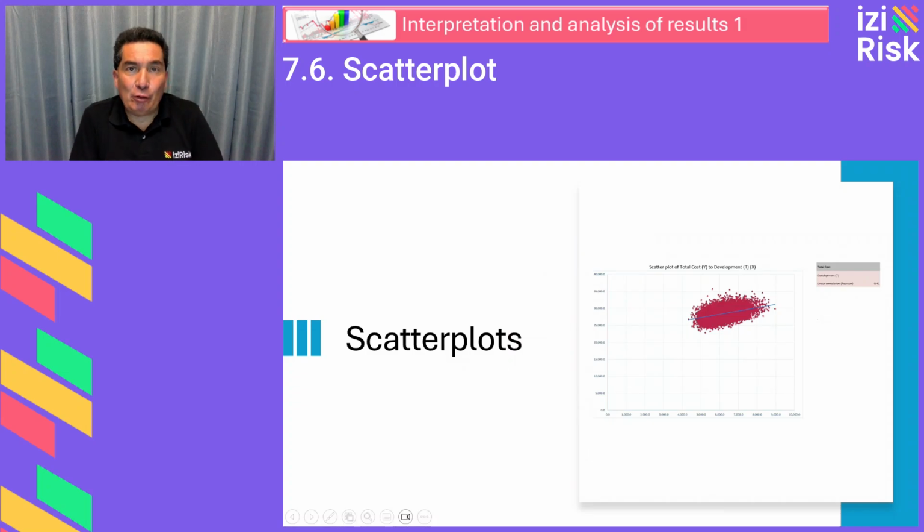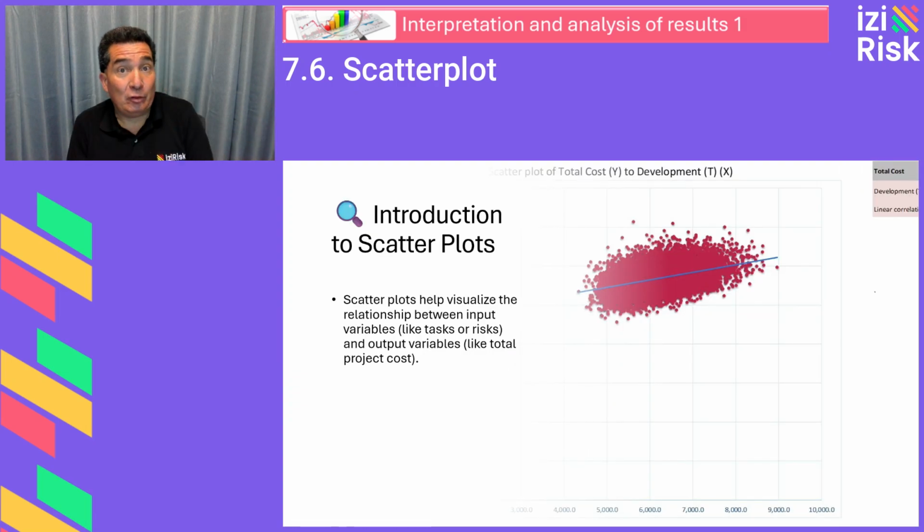A great way to visualize the relationship between input variables, such as tasks and risks, and an output variable, such as the total project cost, is through a scatter plot. This type of chart helps us understand how different variables affect the final project outcome.